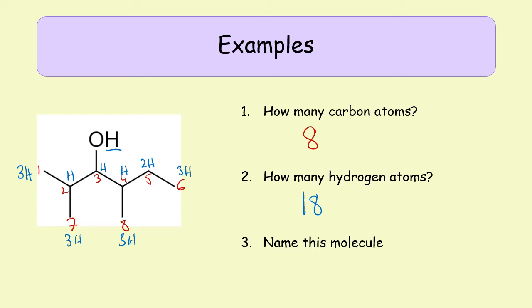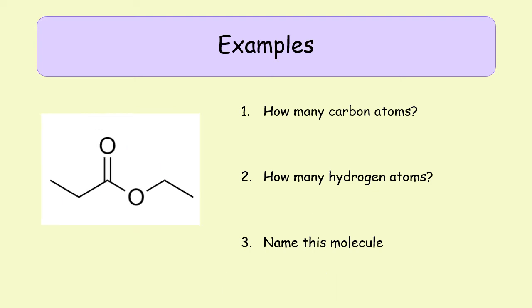Now naming this molecule, it's got 6 carbons, so it's hex. We have got the OH group, so it is an alcohol, so it's going to end in anol, and that hydroxyl group is on carbon number 3. So it's hexan-3-ol, and then we've got 2 methyl groups, 1 on carbon number 2, 1 on carbon number 4. So 2,4-dimethylhexan-3-ol.